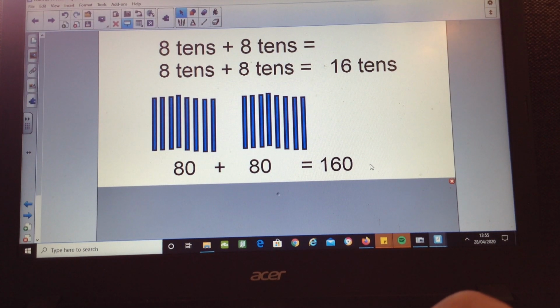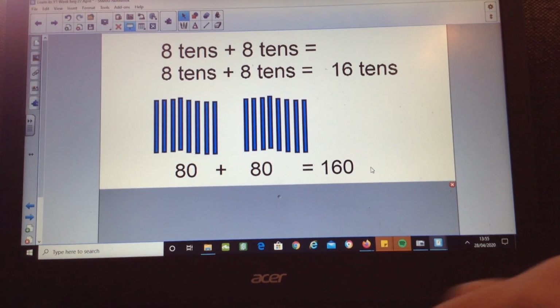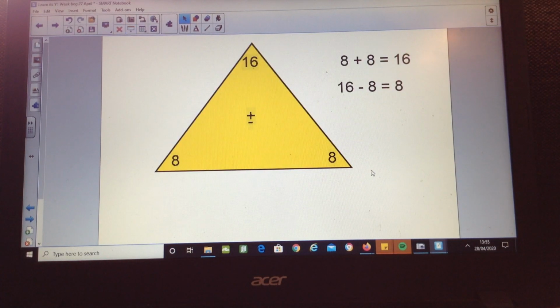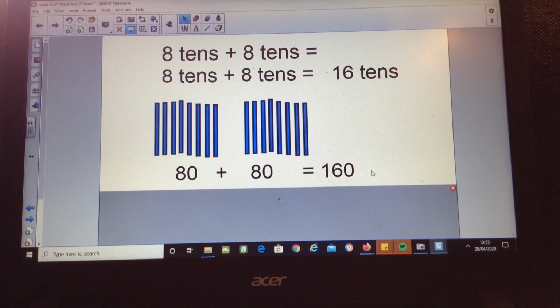So now when you write your fact family, can you not just write your 8 add 8 is 16 and 16 take away 8 is 8? Can you also be putting it into multiples of 10? And some of you may even be able to put it into multiples of 100. See how far you can get.